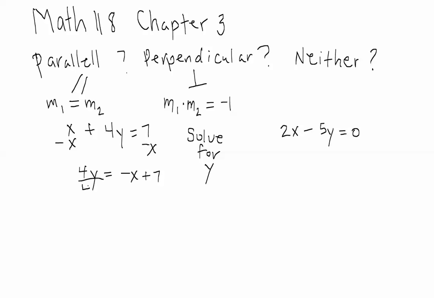I'm not done because this has to be y. So I'm going to divide both sides by the 4, the coefficient of the y, so that now I have y and nothing else equals. On the right side is minus 1/4 x, same thing as minus x over 4, plus 7/4. Now I can look at the slope by just pulling the number that's in front of the x, and that is the slope of that line.